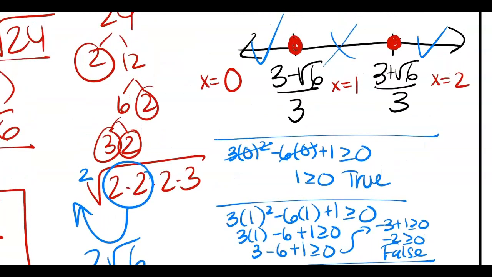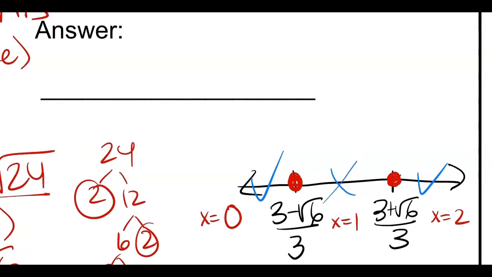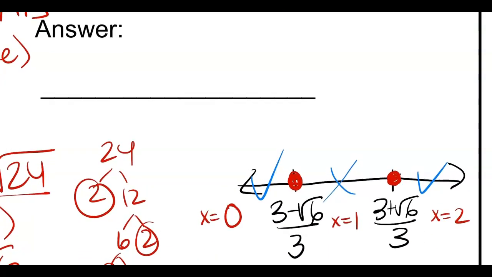So for this interval notation, think about it and write it. What would your answer in interval notation look like? We're going to go from the far left. So if you're starting from this side over here, you're starting from negative infinity. And you're going to 3 minus the square root of 6 over 3. And you're going to union that to the other side.